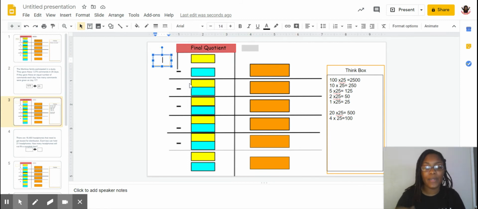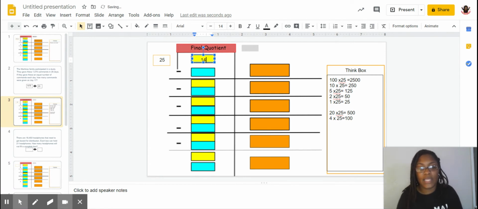All right, on the outside we put our divisor, which is 25. That's the groups that we're going to be dividing up into. All right, our dividend, we're going to be putting our dividend here, which is 1,475. That is the total amount of items in this problem.